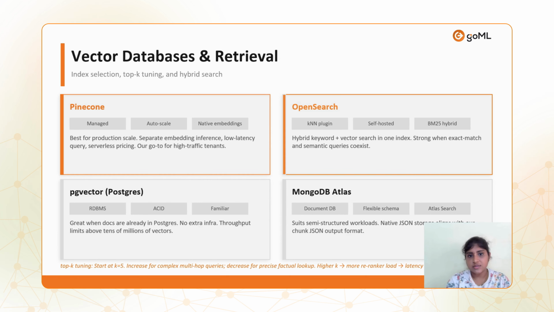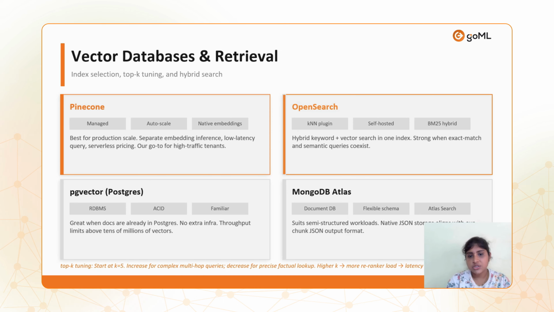So regarding vector databases, the primary factors of choosing a VectorDB are the specific use case, data scale, and operational constraints. So Pinecone is preferable for high traffic, scalable production deployments. It auto scales, has built-in embedding inference, and gives you very low query latency.